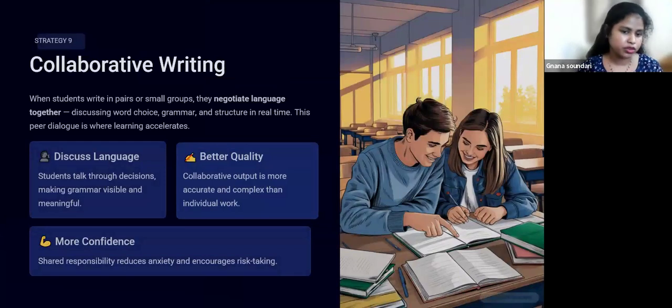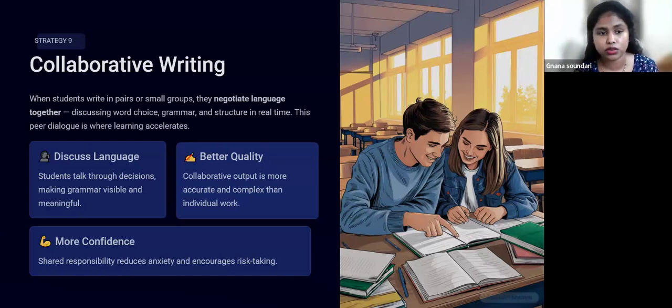And collaborative writing is very important. Make them sit in pairs and give them one topic. Let them sit and write. If I give a topic like pollution or current affairs, let them sit together, talk with one another, and make points. That's also one of the very good strategies.